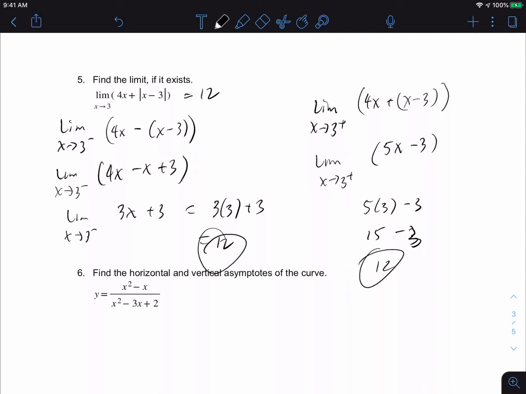Professor? Yeah. Why can't you just plug in the 3? Because we're approaching it from 2 sides, correct? And since we're approaching it from 2 sides, the absolute value as I come from a value on the left is going to have an absolute value that's negative. And so we need to make sure that our answer ends up being the same.